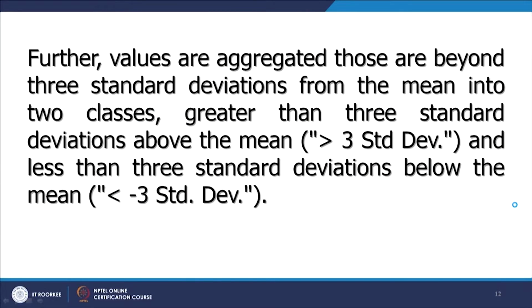As said before, before going for classification, it is always good to first check simple statistics, minimum, maximum, mean, mode and histogram, and then you can know very well which classification should be employed. Now in this standard deviation classification, the values beyond 3 standard deviations from the mean are aggregated into 2 classes: greater than 3 standard deviations above the mean and less than 3 standard deviations below the mean. So, likewise -3 and +3, all these values can be accommodated.